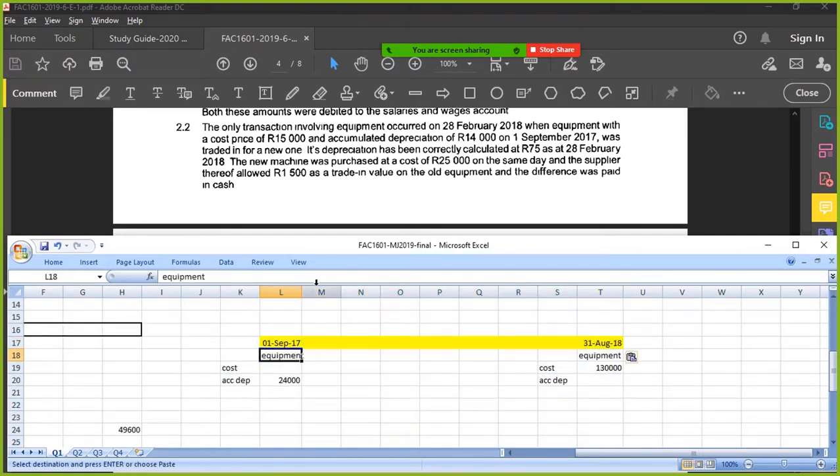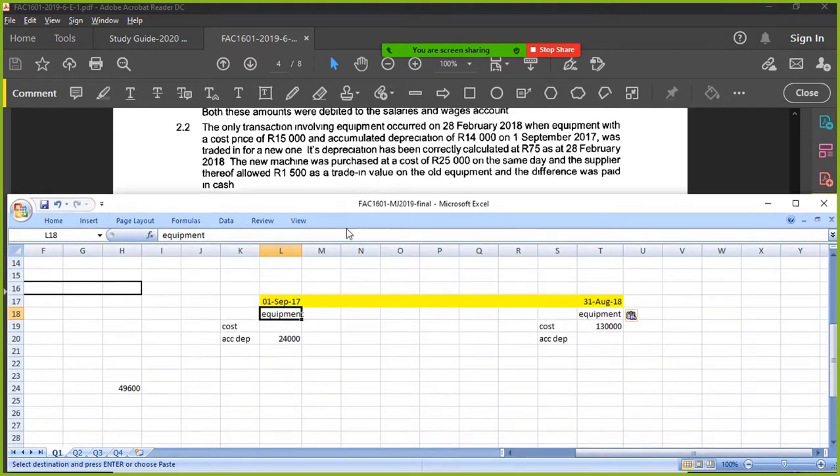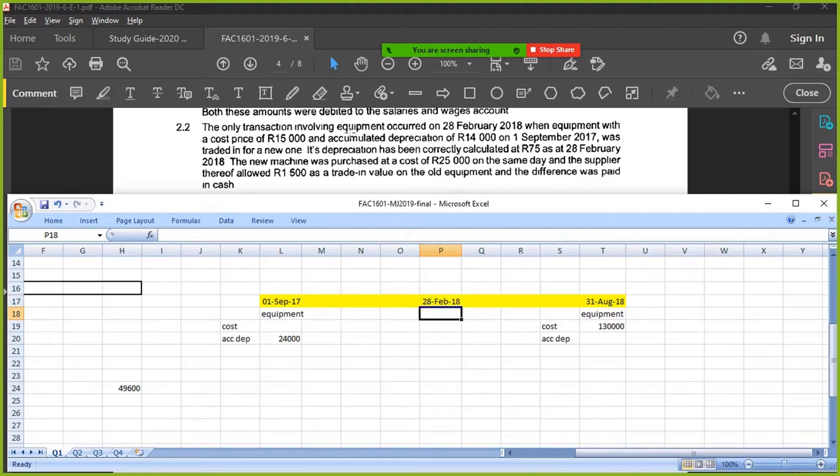Okay, so 28 Feb 2018. Is 28 Feb during the year? Yes. 28 Feb 2018 is during the year. What happened on that date? Equipment with a cost price of 15, an accumulated depreciation of 14 at or on.